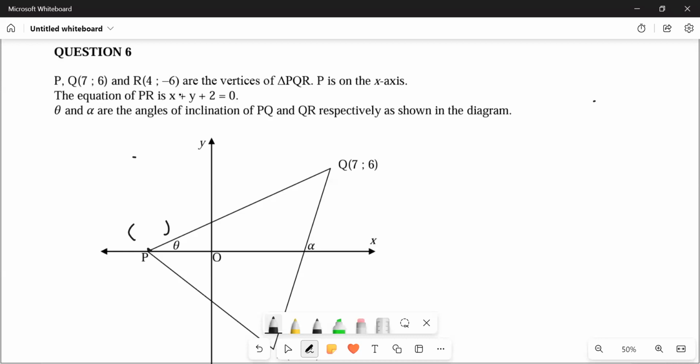P, Q, R are the vertices of the triangle PQR. P is a point on the X-axis. Since it's on the X-axis, it means they are giving me Y. What is my Y? My Y is going to be 0.